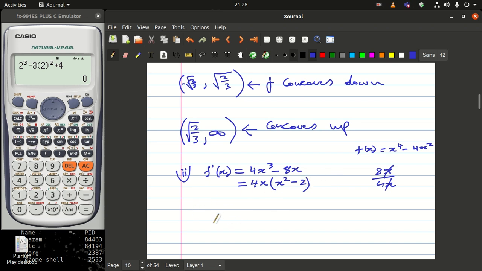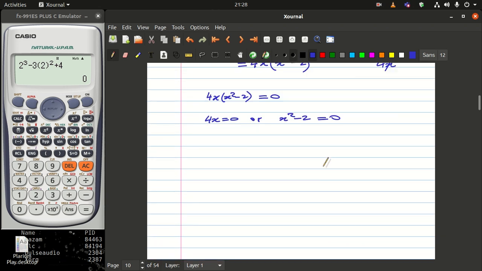And now the next thing is you want to set the first derivative equal to 0. So you have 4x times x squared minus 2, and I want this to be equal to 0. In other words, I want 4x to be equal to 0, or x squared minus 2 to be equal to 0. If you take note, dividing both sides by 4 in the first one, and in the second one x squared is equal to positive 2 on the other side. So now you will have x is equal to 0 divided by 4, which is 0, or x is equal to plus or minus the square root of 2.